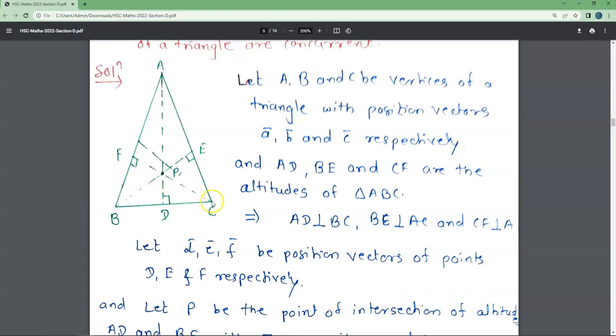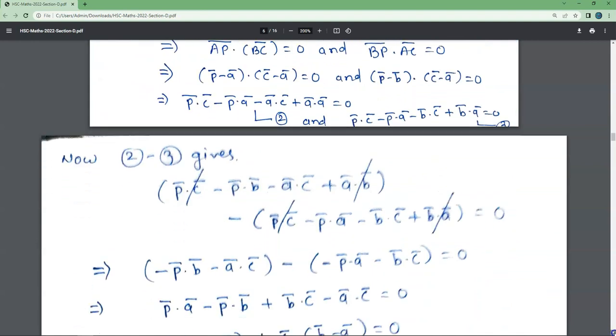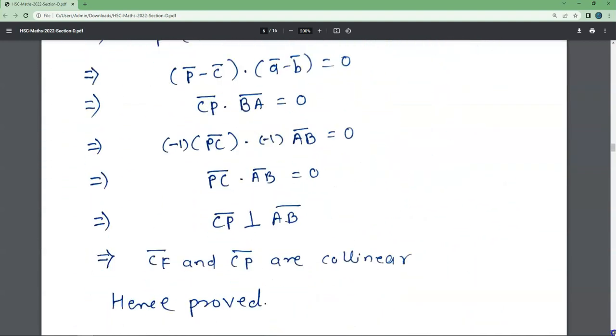त्याचाच अर्थ काय? CP परपेंडिक्युलर आहे आणि CF पण परपेंडिक्युलर आहे. व्हॉट डज दॅट मीन? दीज आर कोलिनियर. PF is perpendicular, right? So these are collinear and all 3 altitudes basically are concurrent, going through a single point. Now let's look at the next example.